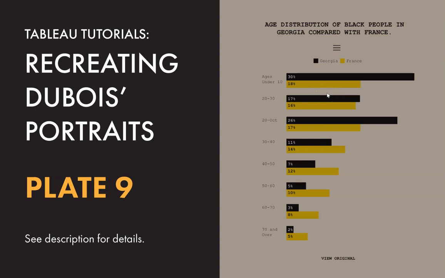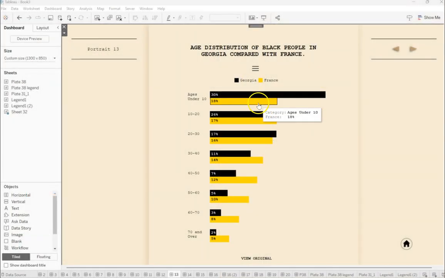Hello everyone, welcome to our DuBois tutorial series, where the theme is essentially learning Tableau by recreating the amazing works of W.E.B. DuBois. For today we're going to be looking at one of his visuals. It's called the age distribution of black people in Georgia compared with France.